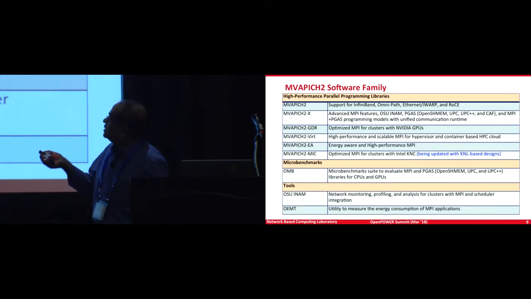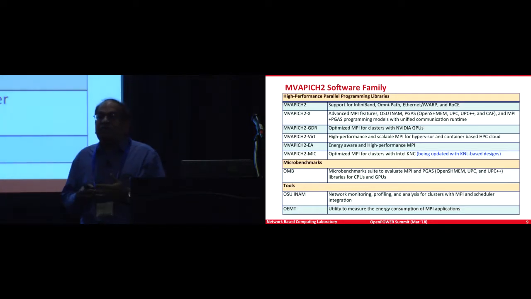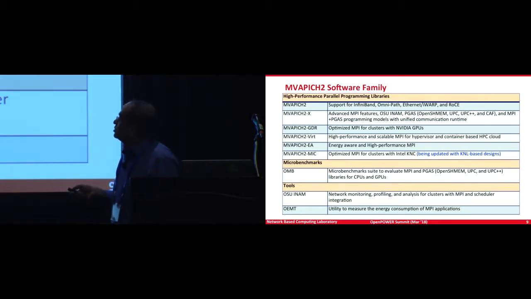There is a basic MPI version, which is MVAPICH2. Then there is MVAPICH2-X, which has the advanced MPI features. It also tries to provide PGAS and hybrid MPI plus PGAS kind of support, and then there is a GPU optimized version for NVIDIA GPU. So, those are the three things I will be mostly focusing on today.